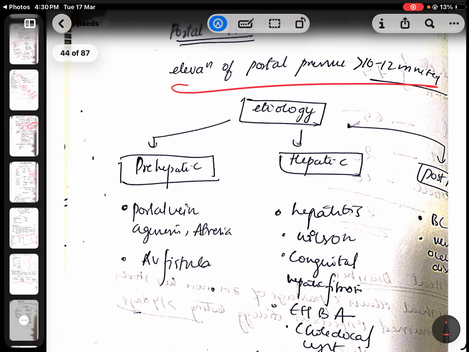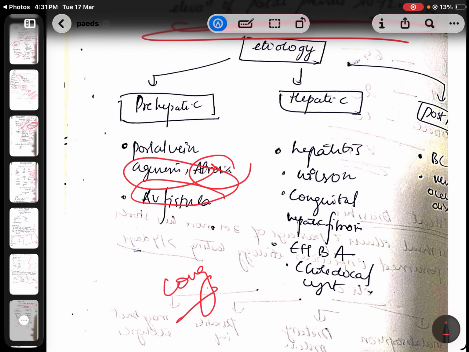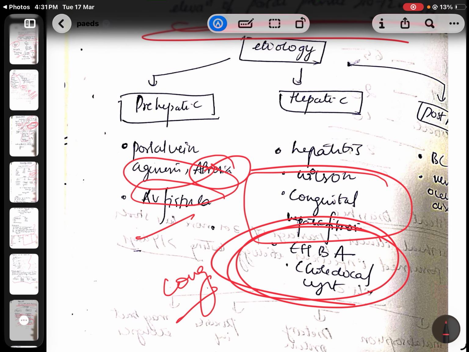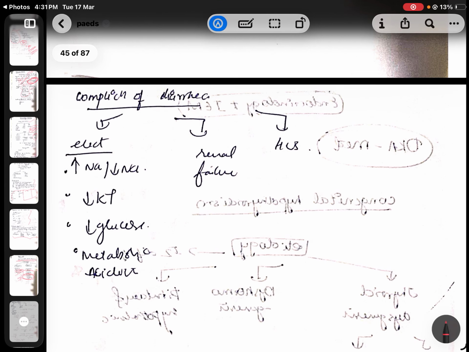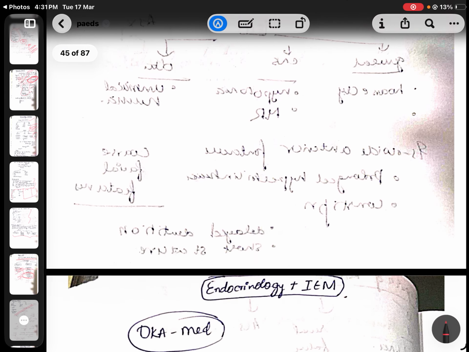Again, here portal hypertension, why I wrote it, even though I taught you under medicine, is that here you need to talk about congenital things, for example agenesis, atresia, fistula, and all these things. This is the major core thing which you need to talk about. Also PCSS, Budd-Chiari syndrome, or veno-occlusive diseases. Complications of diarrhea are the same thing which I studied in medicine.